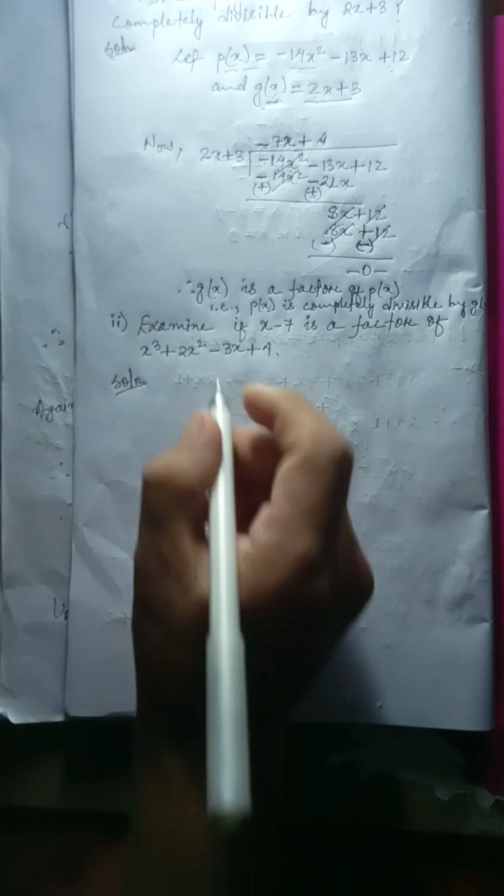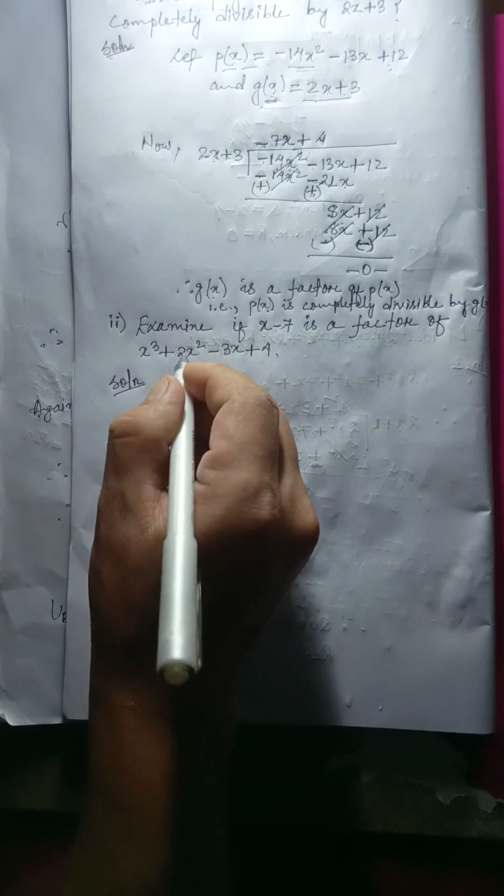We can see in Roman number 2, examine if x minus 7 is a factor of x cubed plus 2x squared minus 3x plus 4. Same as the problem that we did in Roman number 1, even here we have to solve this problem. If we can get the remainder as 0, then we will call x minus 7 a factor of the given polynomial.